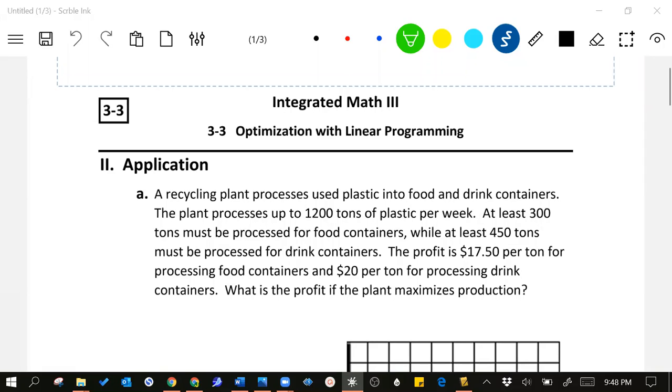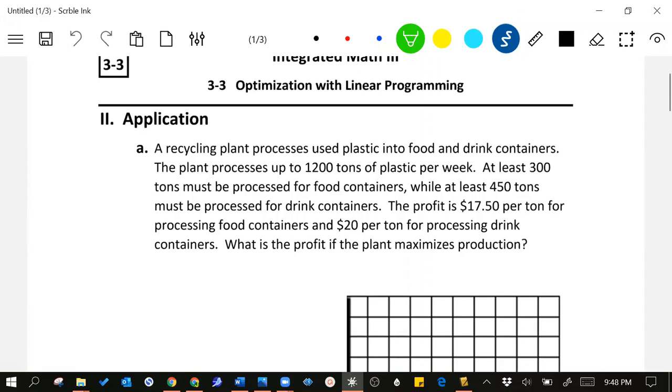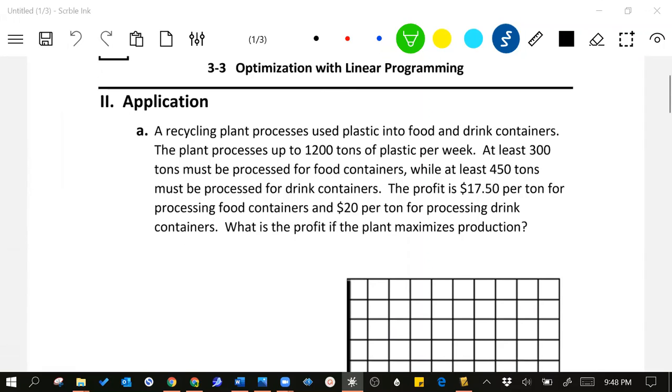This is part 2 of optimization with linear programming. We're going to look at 2 application problems. First one, a recycling plant processes used plastic into food and drink containers.